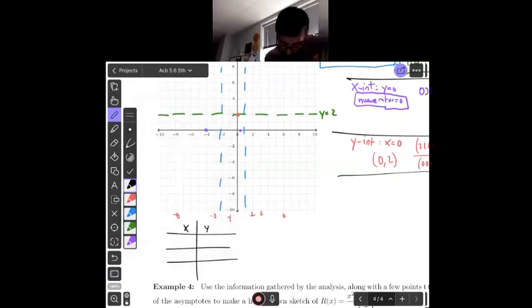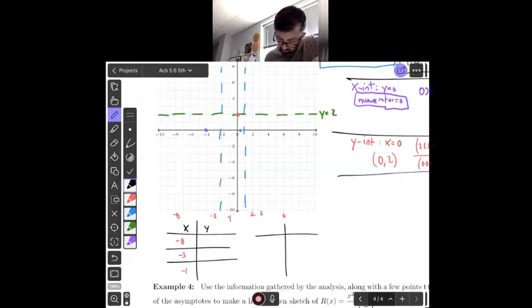So I'm going to plug in -8. I'll plug in -3, and I'm going to plug in -1. I know -1's from a different section, but I'll still plug it in there just because I've got space. And I'm going to plug in 2, 3, and 6.